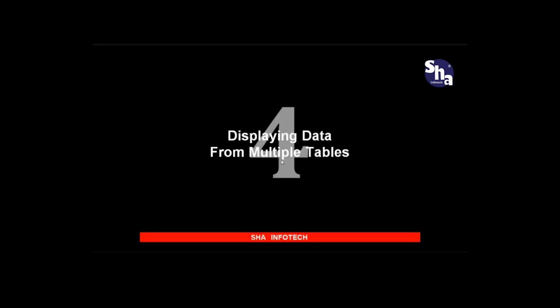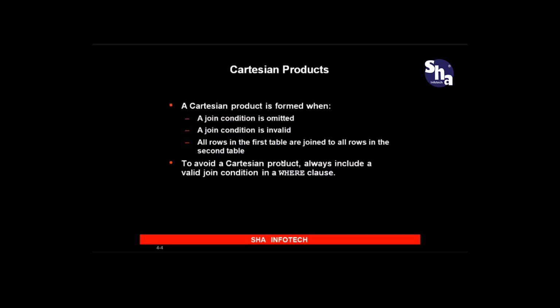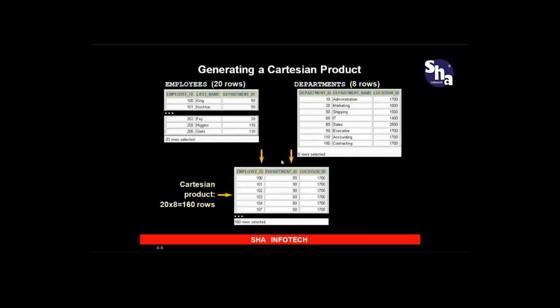So let me just go through the slide, okay? Conceptually everything is there. Now only the syntax is new. So obtaining data from multiple tables, we know it, okay? Now what is a Cartesian product? I told you, if the condition is not going to match. Each and every point we have already discussed, so you can go through this later on. What is a Cartesian product, I explained to you earlier.